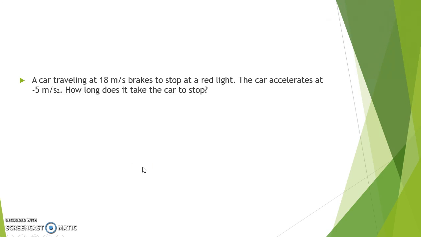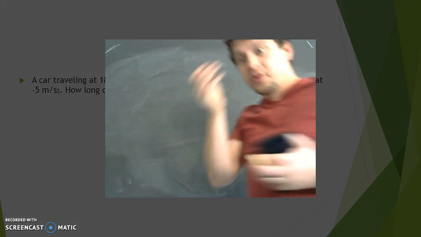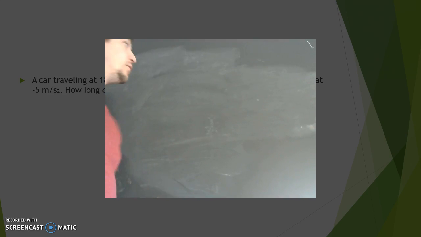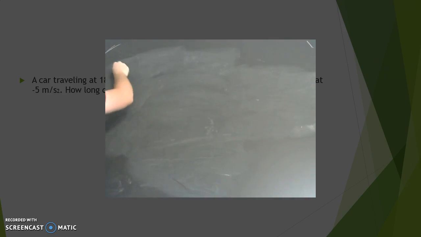Okay, a car traveling 18 meters per second brakes to stop at a red light. The car accelerates at -5 meters per second squared. How long does the car take to stop? Okay, let's see what we can do. Alright, so looking at our knowns once again, it tells us the car is traveling at 18 meters per second before anything happens. So I can tell by the units and context that the Vi of this problem is 18 meters per second.